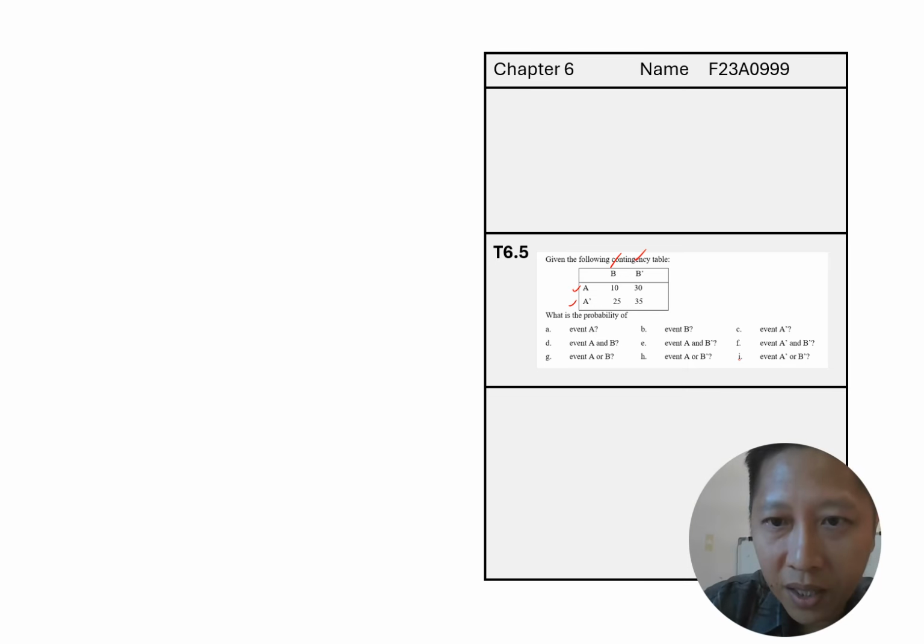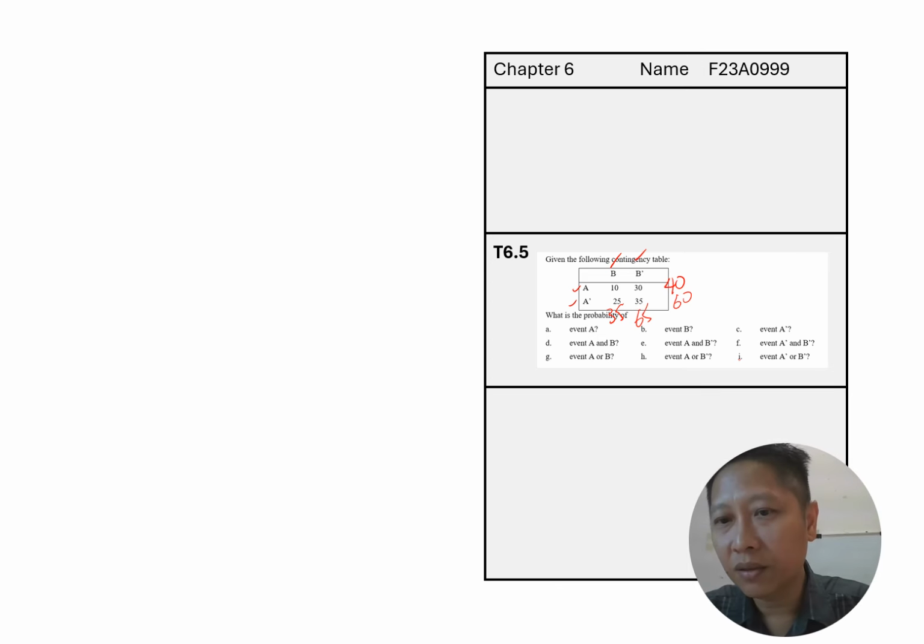Okay. For the A, the total is 40. For the B is 35. For the complement A will be 25 plus 35 is 60. And then the complement B is 30 plus 35 is 65.